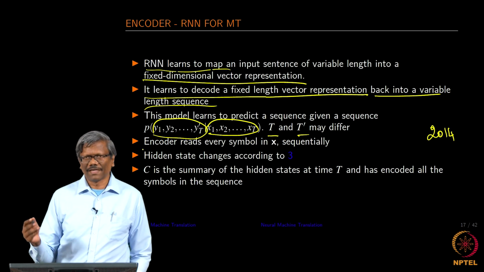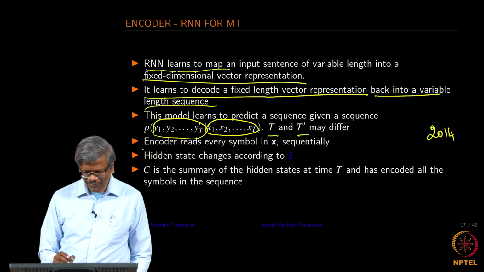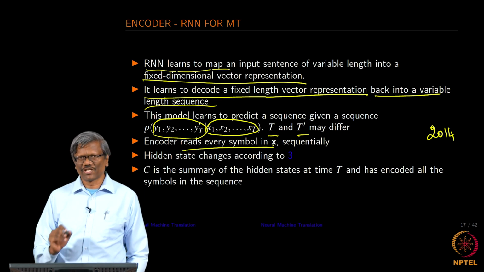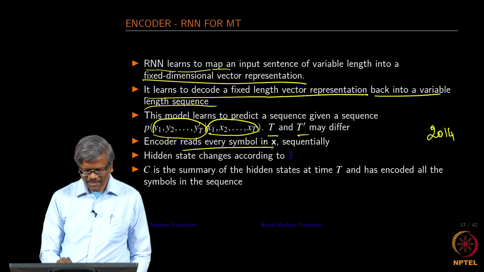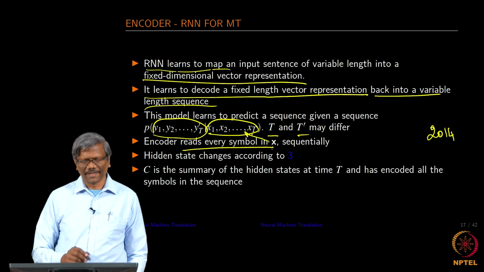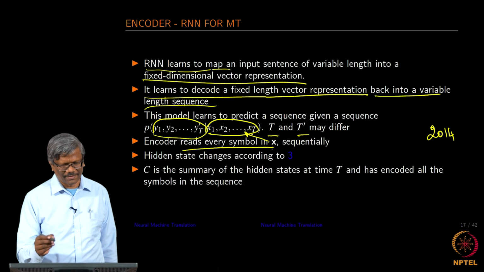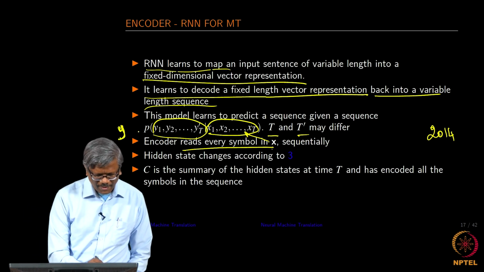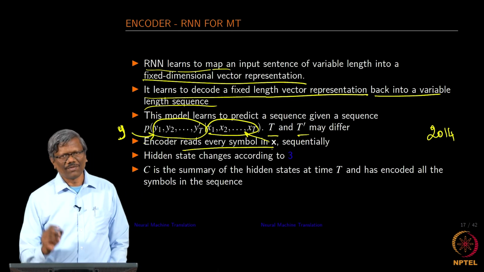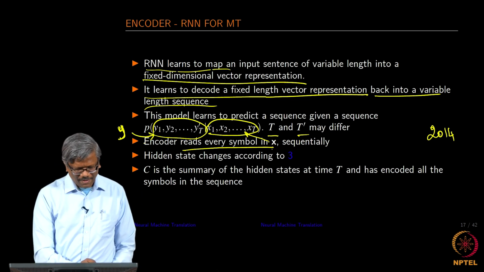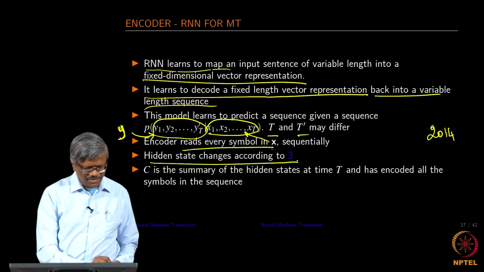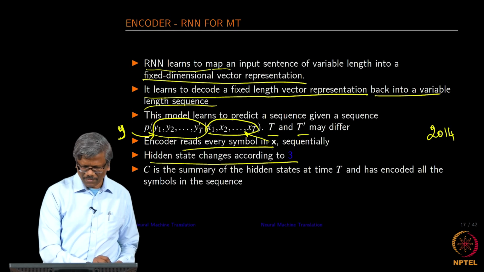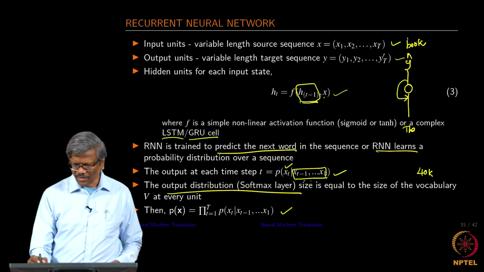As I mentioned, as part of the RNN model, every symbol is read sequentially. So, X is a sequence containing x1, x2 to x3, and Y in bold represents this, and every time one word is read at a time. The hidden state changes according to this equation.